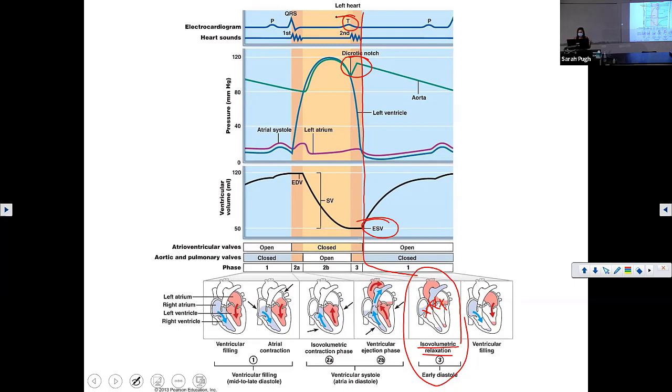Now I mentioned that eventually the atria are still filling up with blood. And so eventually the pressure in the atria is going to get high enough that the AV valves will open and we come all the way back to the beginning. So we're all the way back to ventricular filling. So now AV valves are open. We're filling our ventricles with blood, 80% passively. Atria contract, fill in the other 20%.